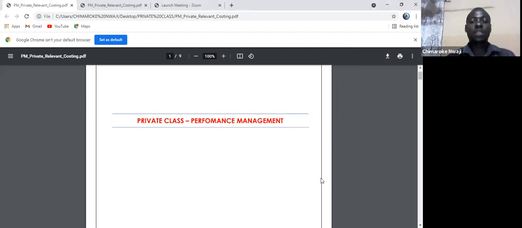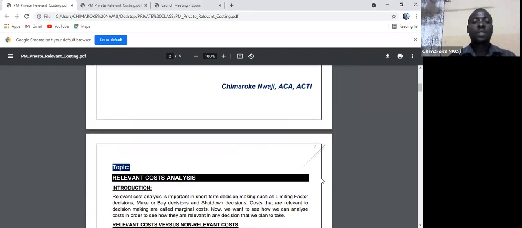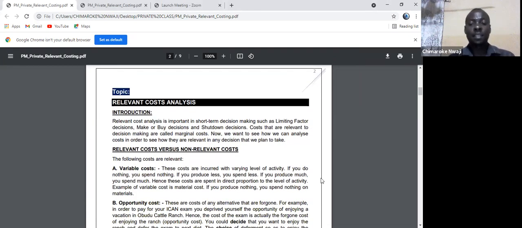Today we have a topic which I promised that we will discuss today from the last class, which is relevant cost analysis. Now, this relevant cost analysis is important because it is used in analyzing things like limiting factor decisions, make or buy decisions, and shut down decisions. Remember the last class we had, we talked about make or buy decisions.